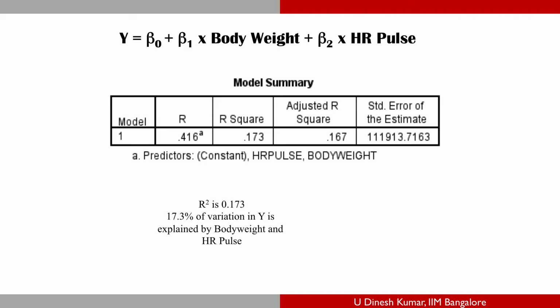In this case, I am giving an SPSS output where I have looked at the DAD case again. My y is the treatment cost, x1 is the body weight and x2 is the HR pulse. Here the R square is 0.173, which means 17.3% of the variation in the treatment cost is explained by the model, which is body weight and HR pulse.